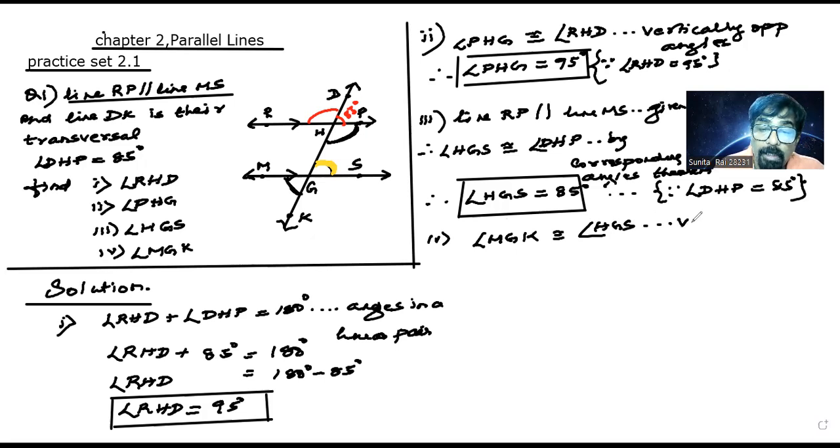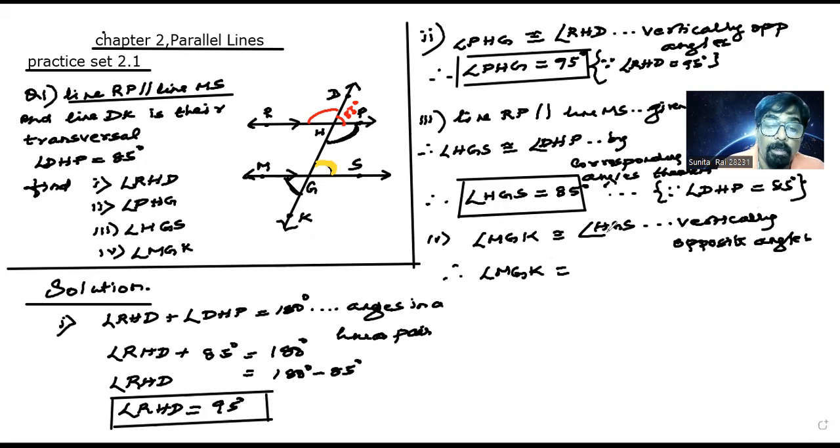Vertically opposite angles. Vertically opposite angles are always congruent. We learned it in the first chapter. And now what will happen, children? Please have a look here. Therefore, can I write angle MGK equals HGS? What is the value of HGS? You can see here 85 degrees. So can I put in place of HGS 85 degrees? And the reason: since angle HGS equals 85 degrees.